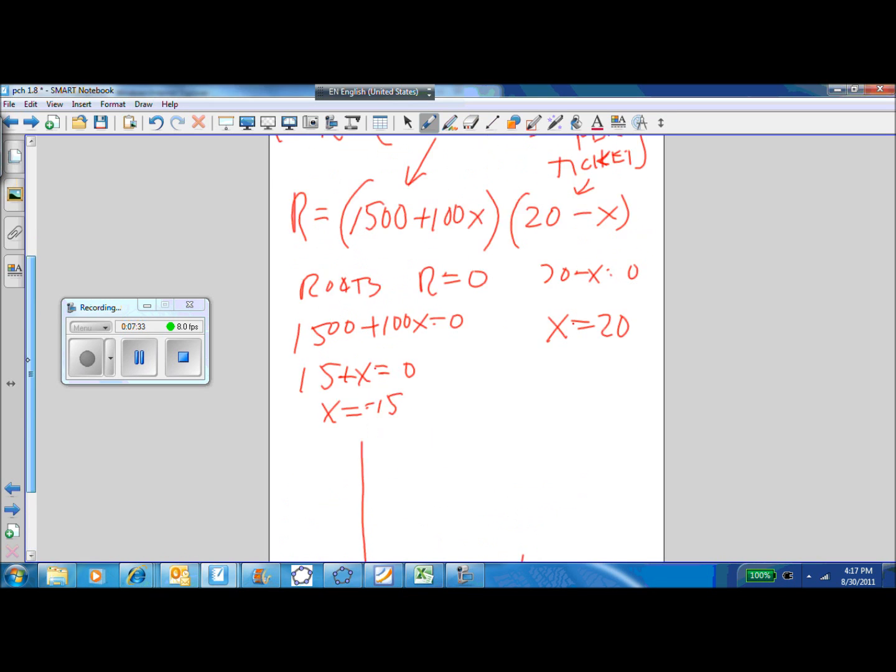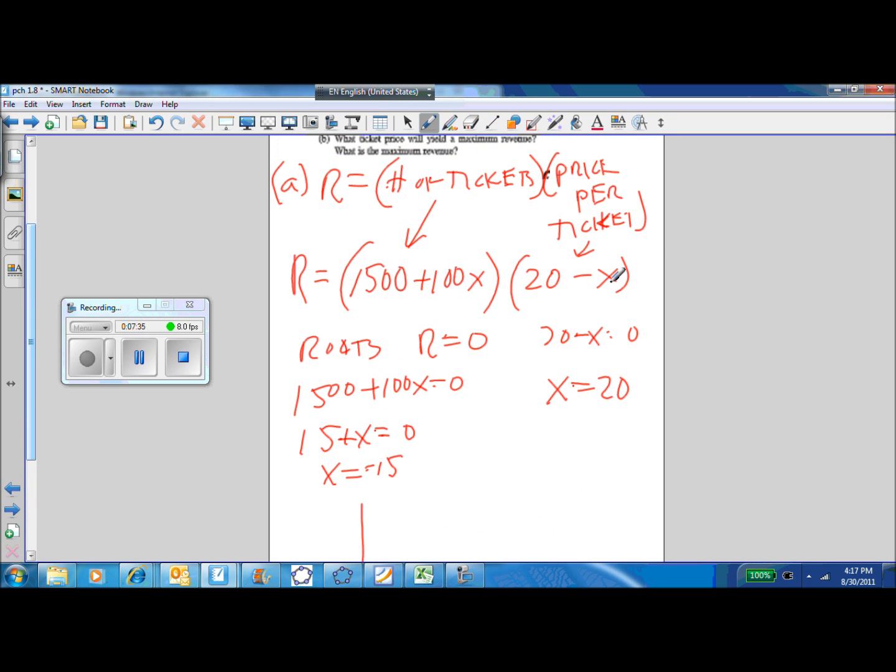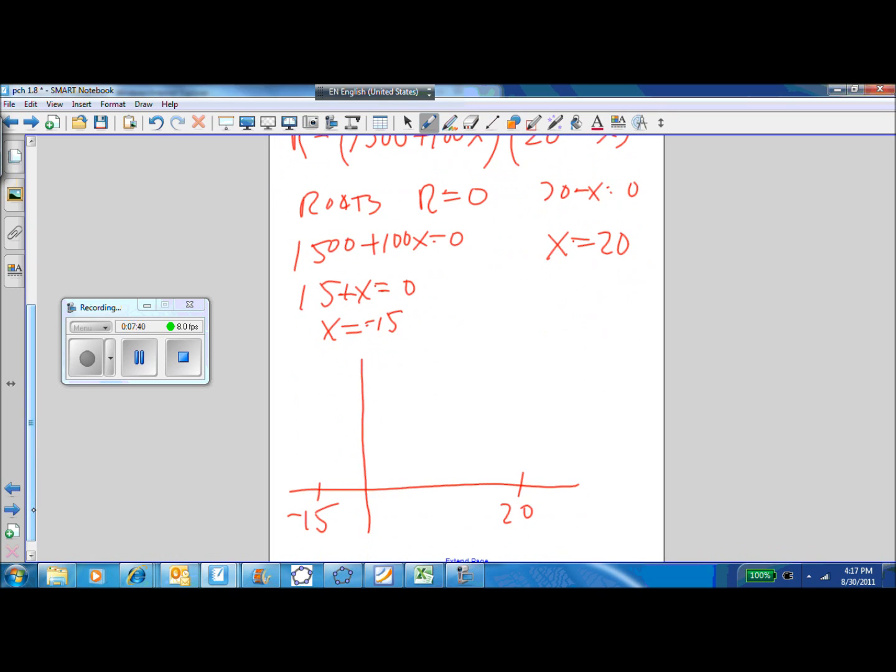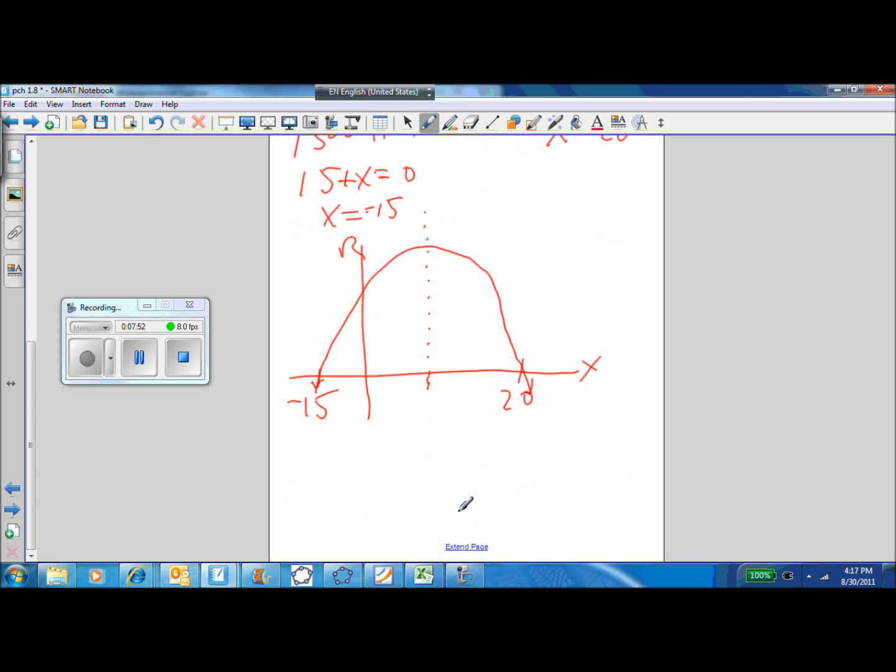Look at the expansion here. If we expand this out, we're going to get negative 100x squared. This is where the factored form for the quadratic is handy. It's going to go like that. Here's our x, and here's our revenue. And halfway between the roots, then, will be our maximum revenue. So, the average of the roots. Remember that trick from doing factored form? So, that x would be negative 15 plus 20 over 2, or 5 halves, 2.5.